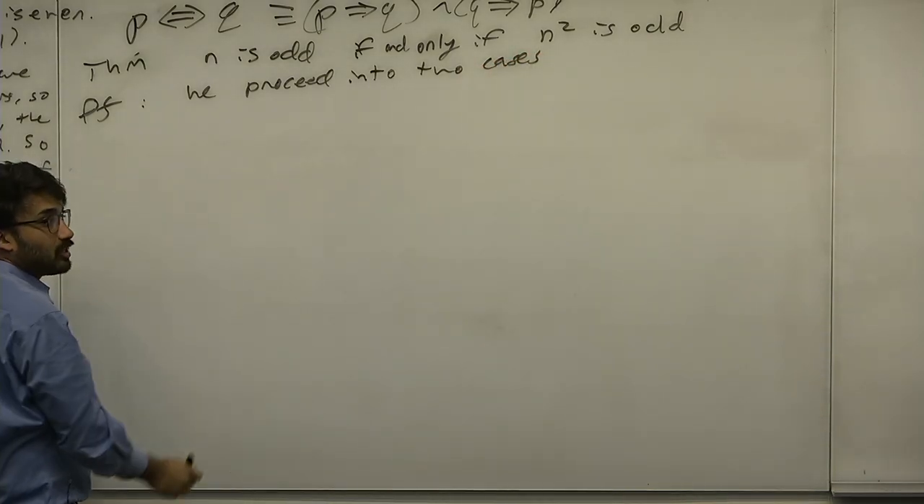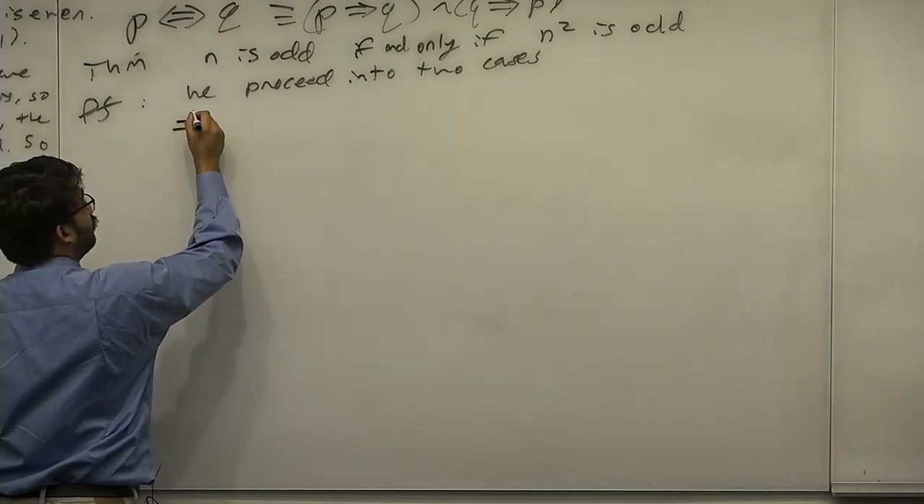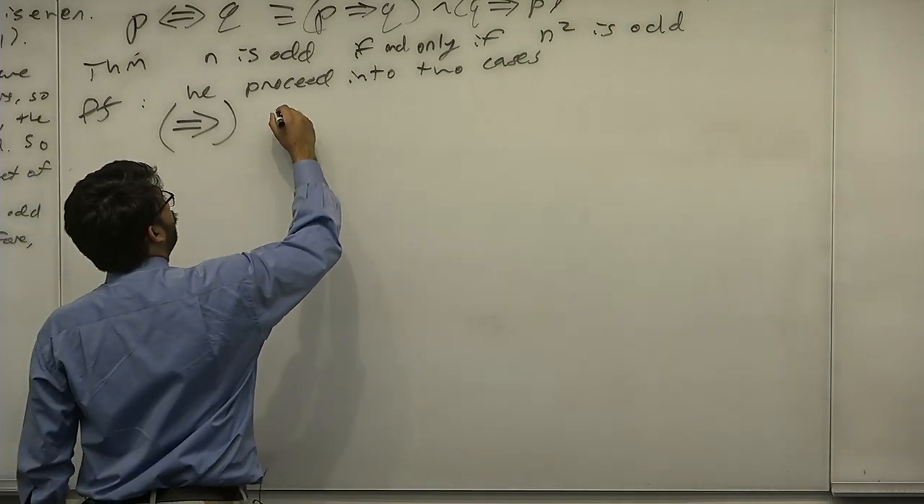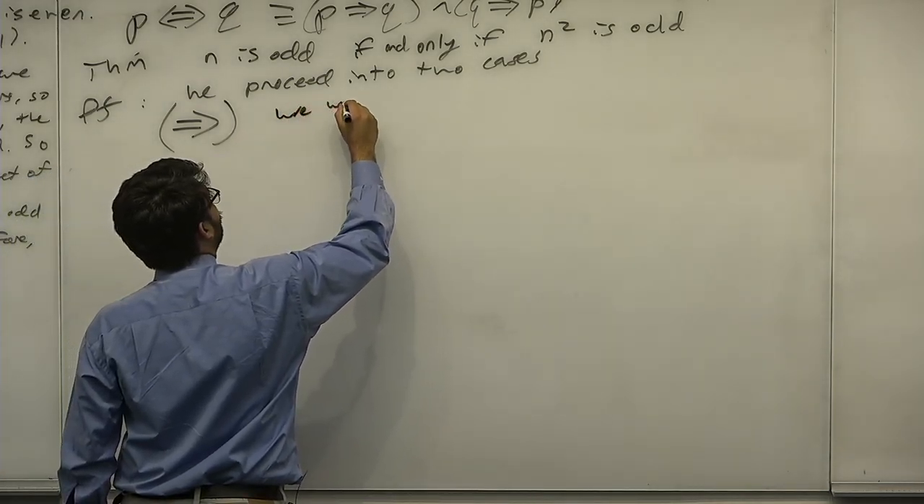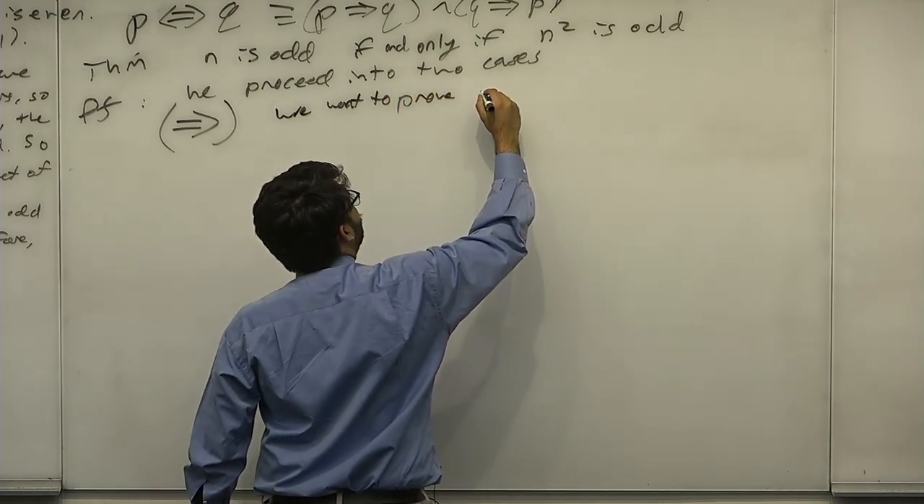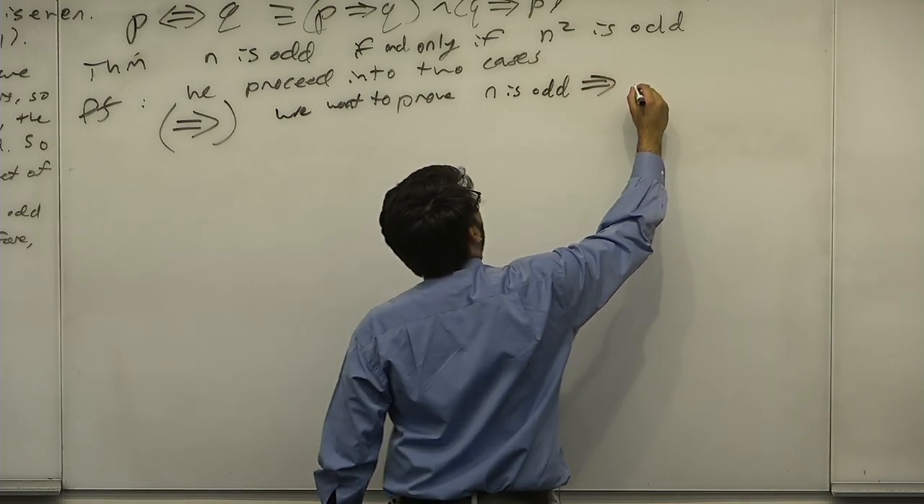When you do an if and only if, sometimes you can denote which one it is by using the arrow itself. So I'm going to put a little arrow like that in parentheses to denote the numbering of that case. Now, what is that? We want to prove P implies Q. So we want to prove, N is odd implies N squared is odd.